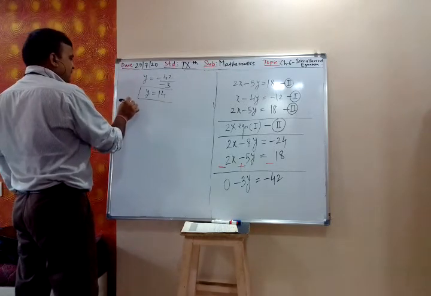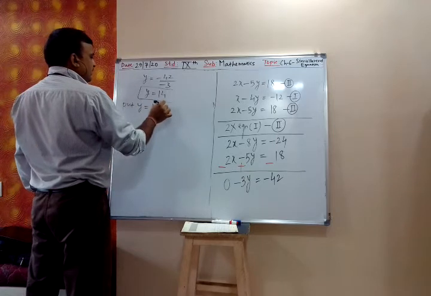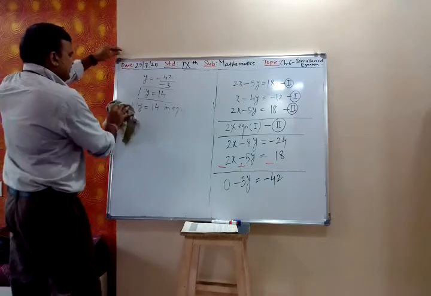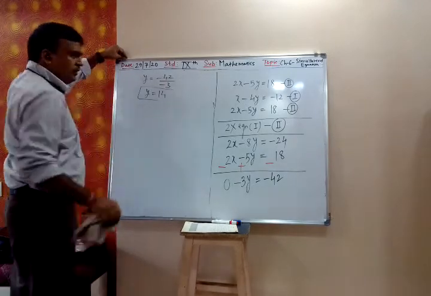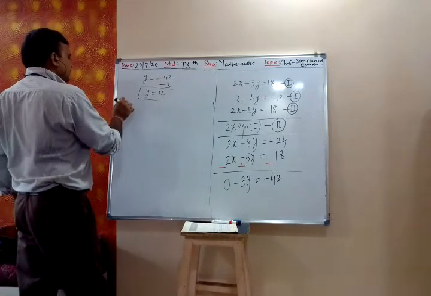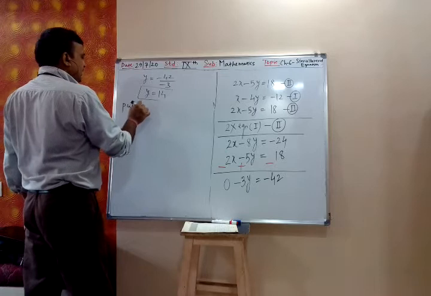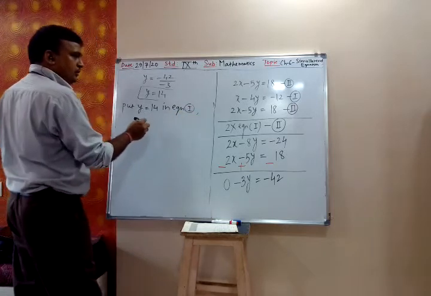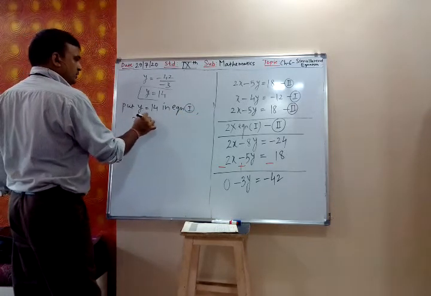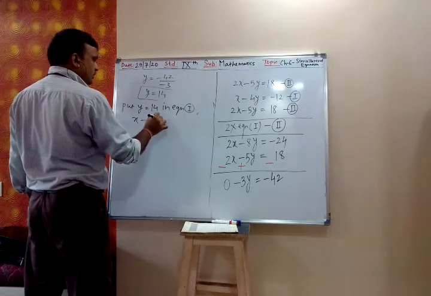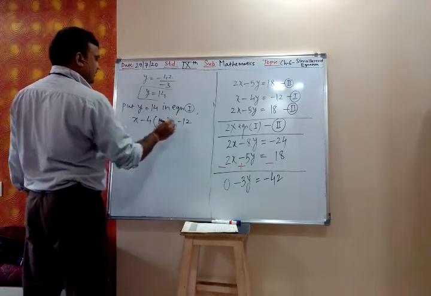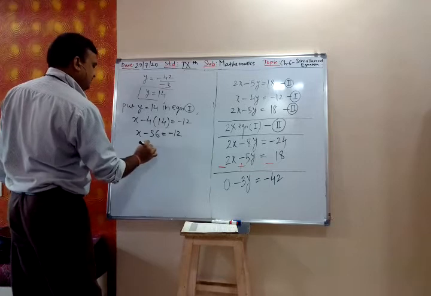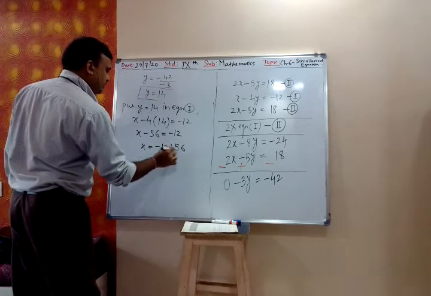Then put the value of y. Put y is equal to 14 in equation 1. So you will get x minus 4 into 14 is equal to minus 12. So x minus 56 is equal to minus 12. So x is minus 12 plus 56. So x is 44.